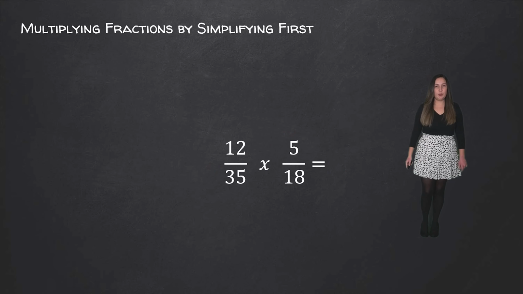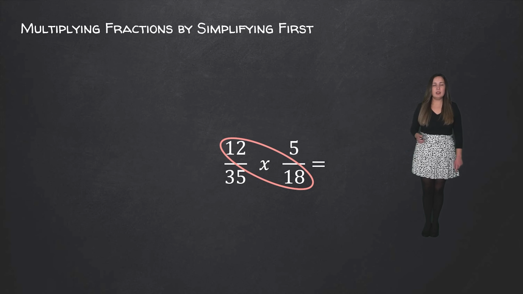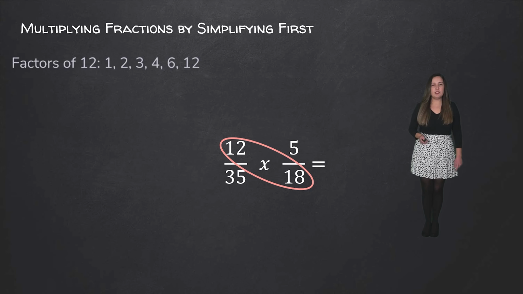Finally, we have 12 over 35 times 5 over 18. We're going to take a look at our two numbers that are diagonal from each other, so 12 and 18. Our factors of 12 are 1, 2, 3, 4, 6, and 12. Our factors of 18 are 1, 2, 3, 6, 9, and 18.